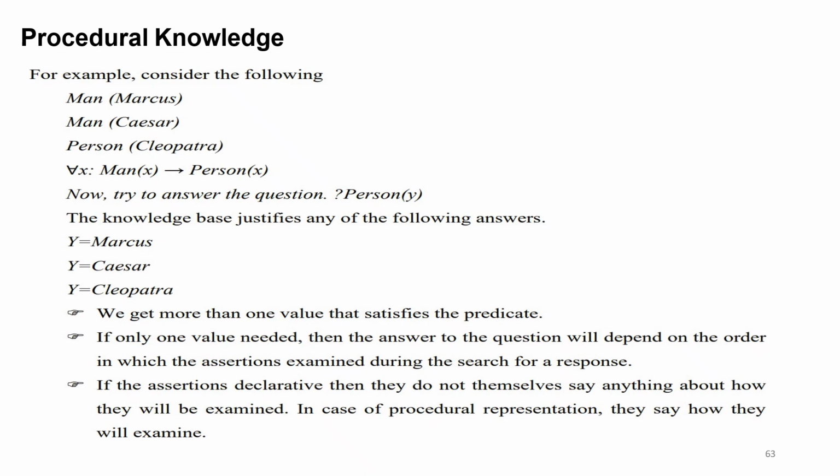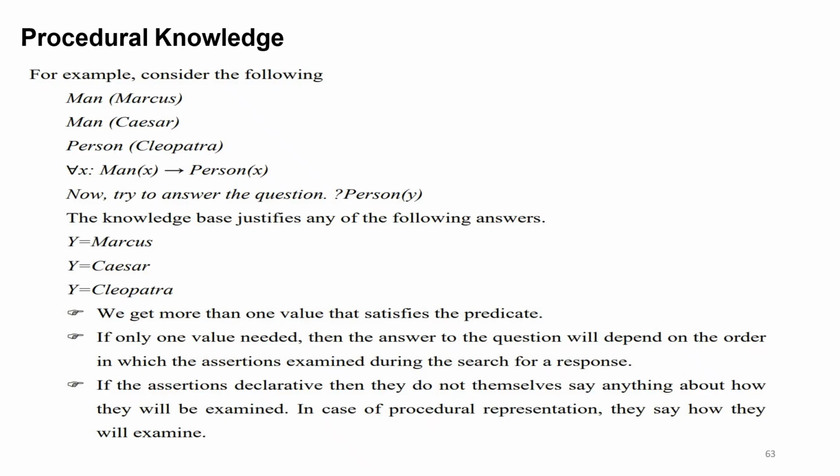Apply the rule: man(X) implies person(X). This means if someone is a man, then that someone is also a person. Since we have man(Marcus) and man(Caesar), we can infer person(Marcus) and person(Caesar). We already have person(Cleopatra). So the query is person(Y): who is a person?